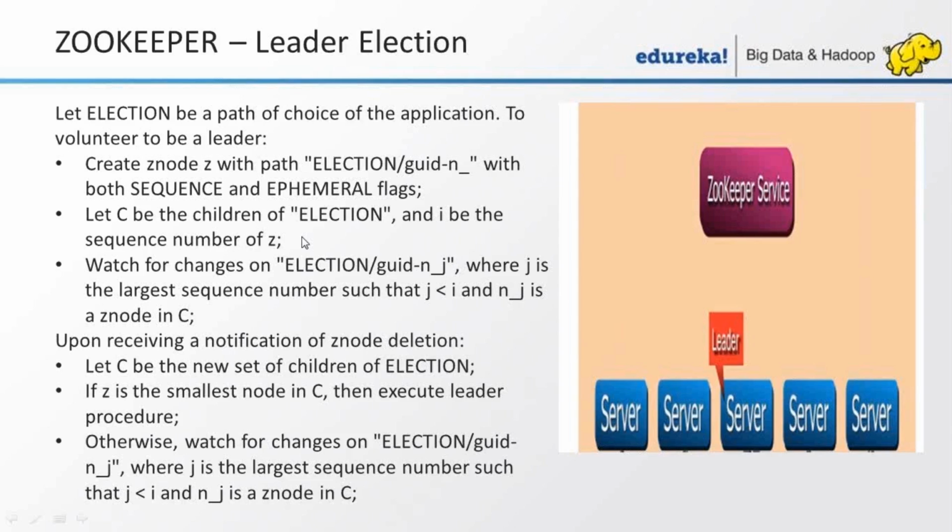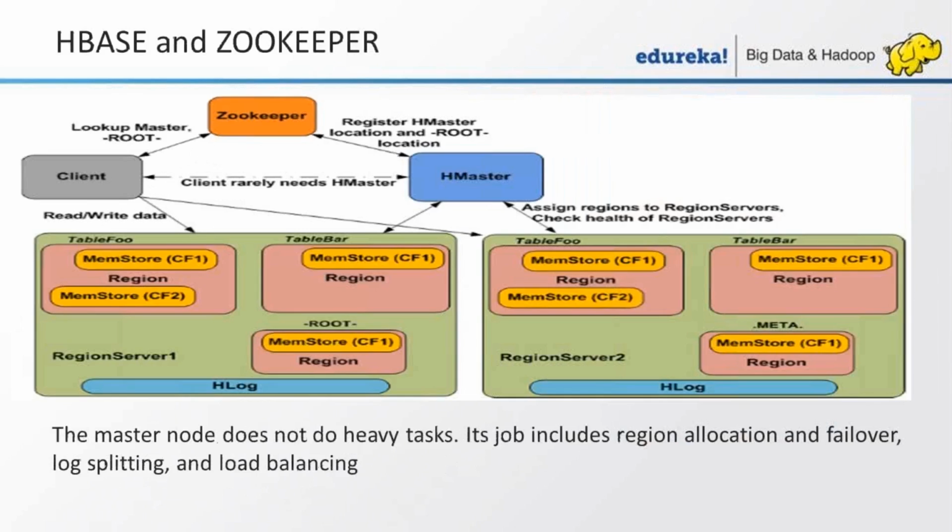But different setups in different clients, different cluster configurations, can use other types of algorithms also for leader selection. And this is the diagram that we have seen some time back. This diagram explains the role of ZooKeeper in the HBase cluster. So this was the last slide.